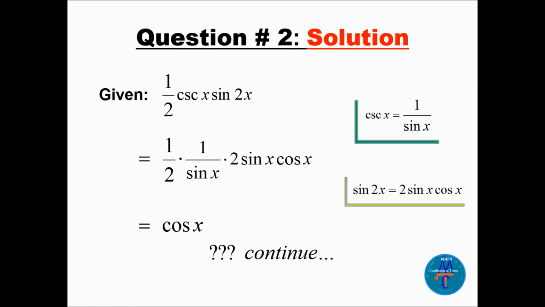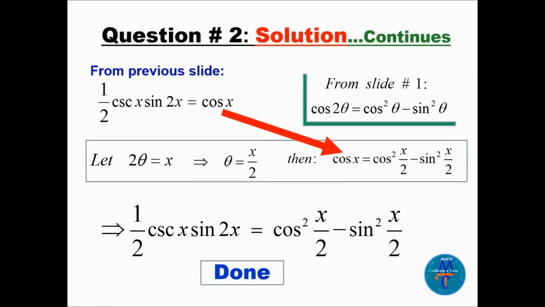You see, what do we need here? We need cosine of x to be equal to the other part. Now listen here carefully, please. From slide number 1, we have cosine 2 theta is equal to cosine squared of theta minus sine squared of theta. Just be careful here.